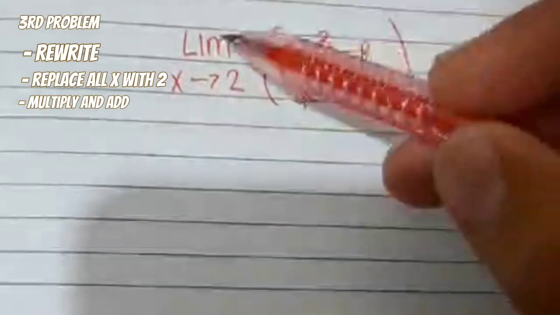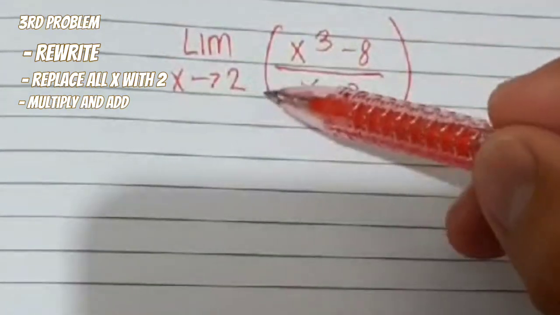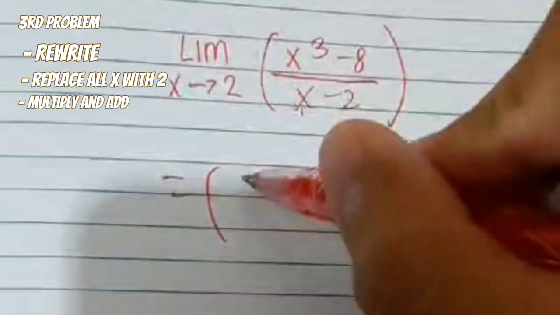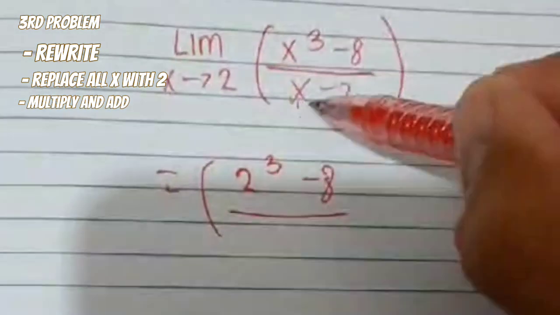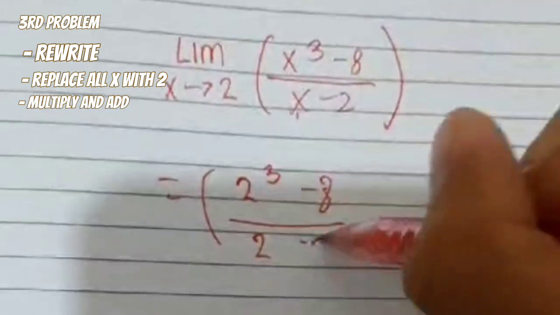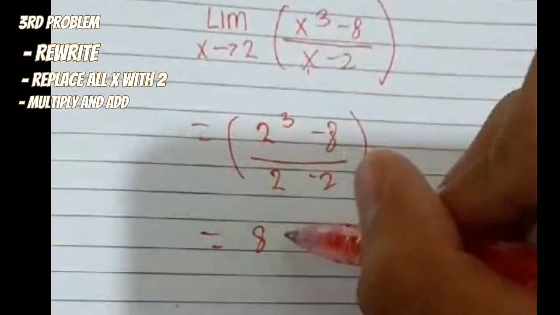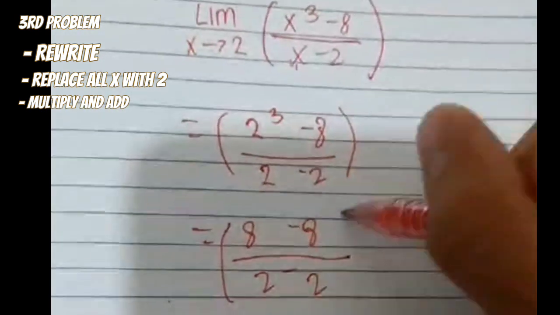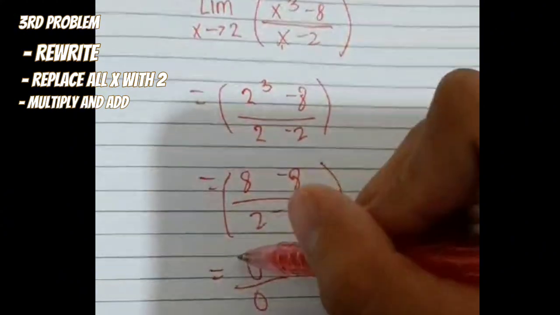Third problem is the limit of x raised to 3 minus 8 over x minus 2 as x approaches 2. And x raised to 3 becomes 2 raised to 3, and x minus 2 becomes 2 minus 2. So 2 raised to 3 becomes 8 minus 8 over 2 minus 2. 8 minus 8 becomes 0 and 2 minus 2 becomes 0. And the answer is 0 over 0. That's all. Thank you.